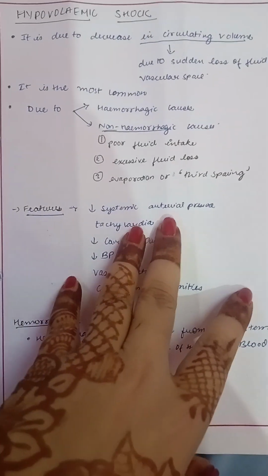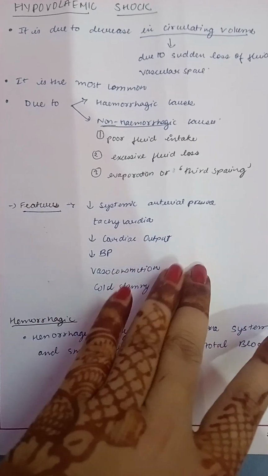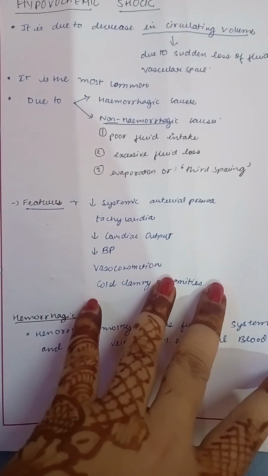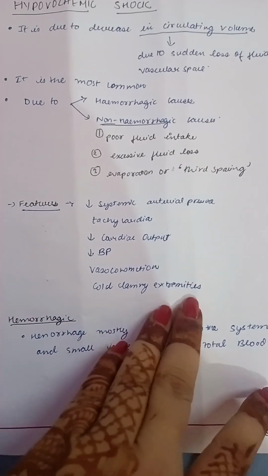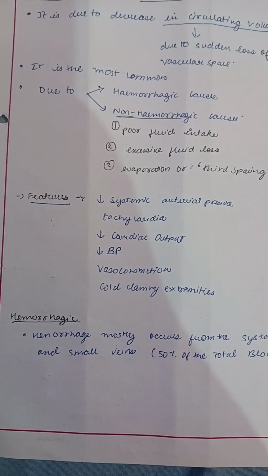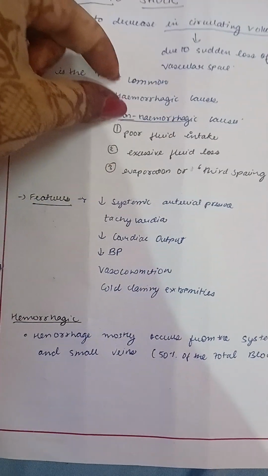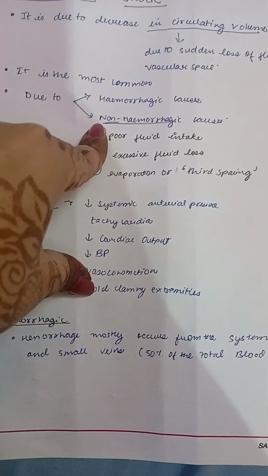There is decrease in systemic arterial pressure. There will be tachycardia. Cardiac output is decreased. BP is decreased. Vasoconstriction will be there, and there will be cold, clammy extremities. Okay, this is all hypovolemic shock. Under hypovolemic shock, there is hemorrhagic and non-hemorrhagic. These are all of non-hemorrhagic shock.